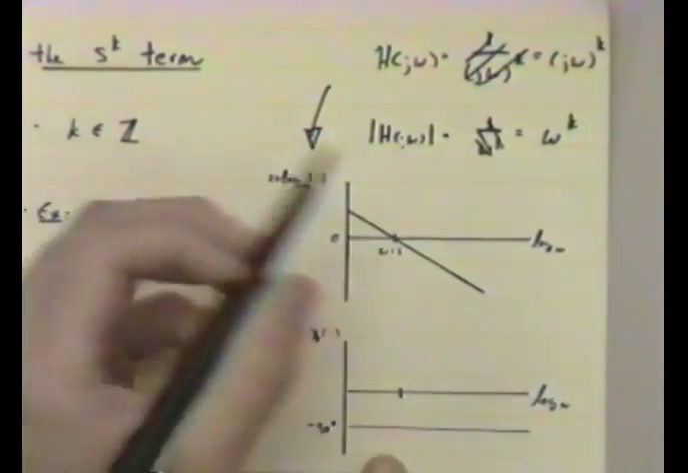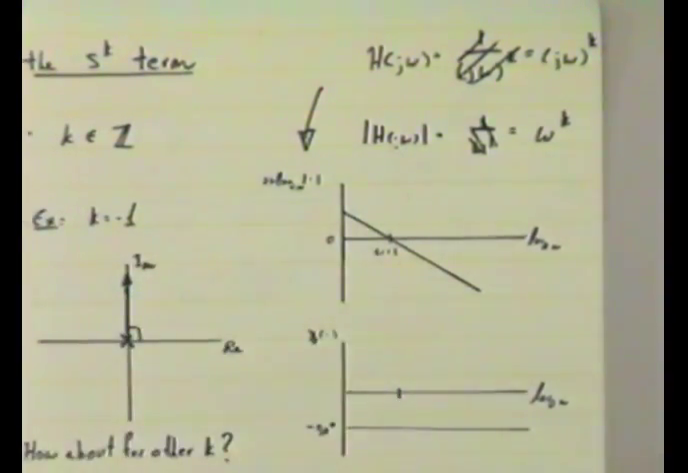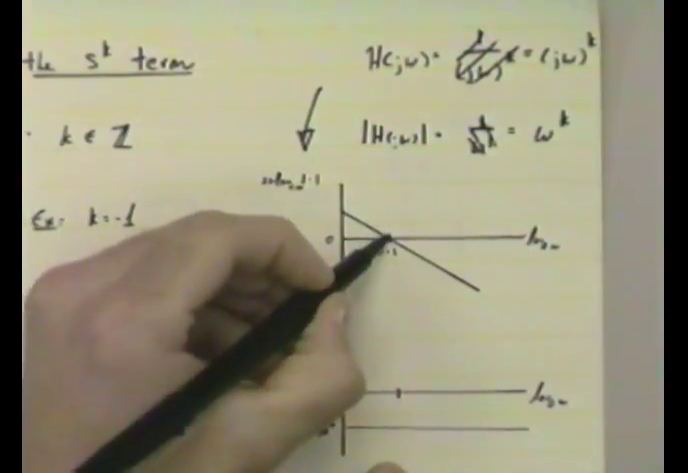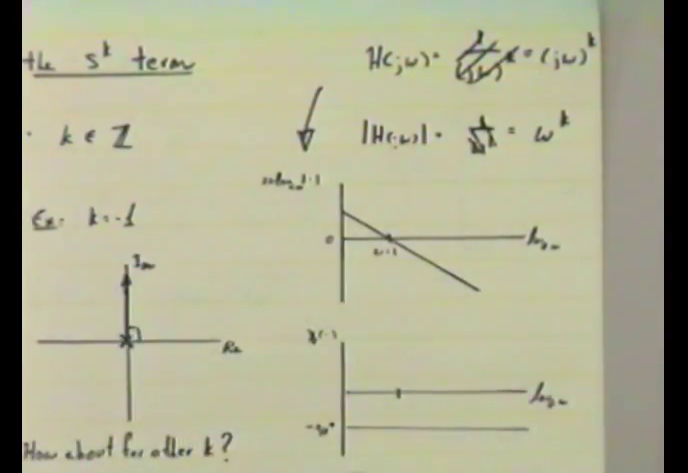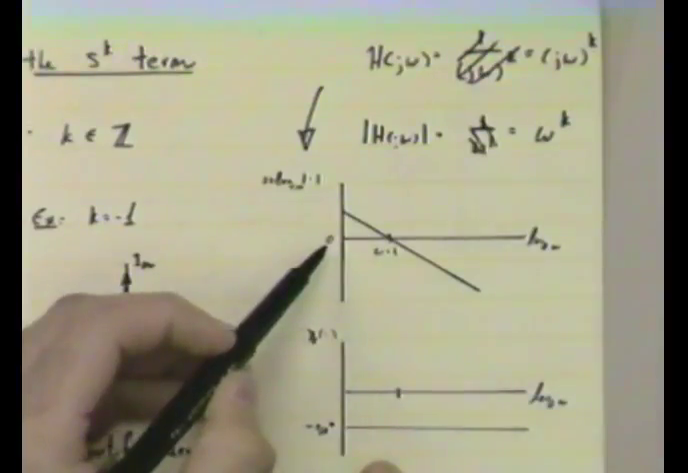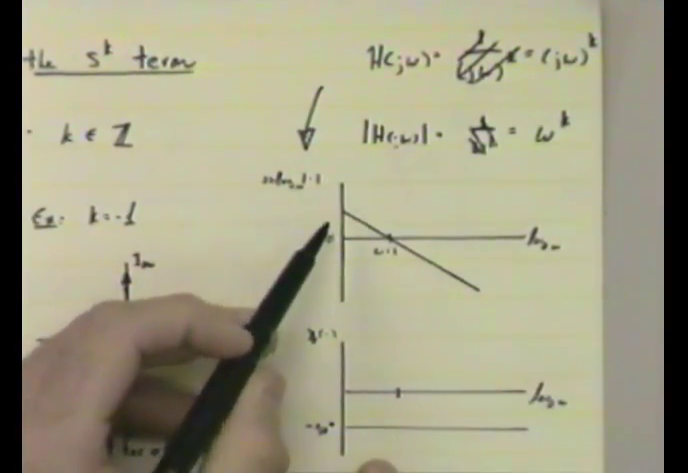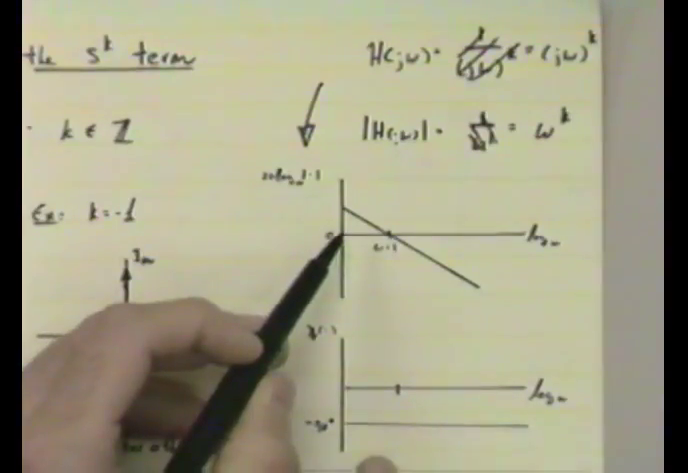What I was just saying is that for omega equals 1, the magnitude is always 1, regardless of the choice of k. And so for different values of k, can you tell me what the magnitude plot is going to look like?